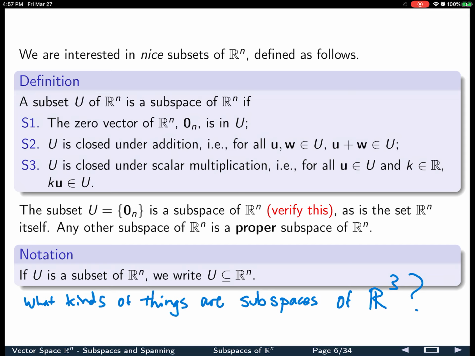The other kinds of subspaces in R3 would be lines through the origin. That would be a one-dimensional subspace. We could have planes through the origin. That would be a two-dimensional subspace. And actually, all of three-dimensional space is a subspace as well because, yeah, when you add three-dimensional vectors together, you stay in three dimensions. So the entire space is a subspace of itself. Not necessarily a proper subspace, but a subspace nonetheless.